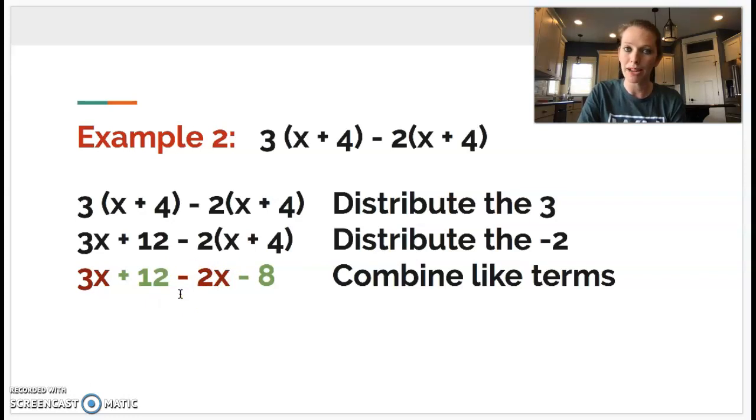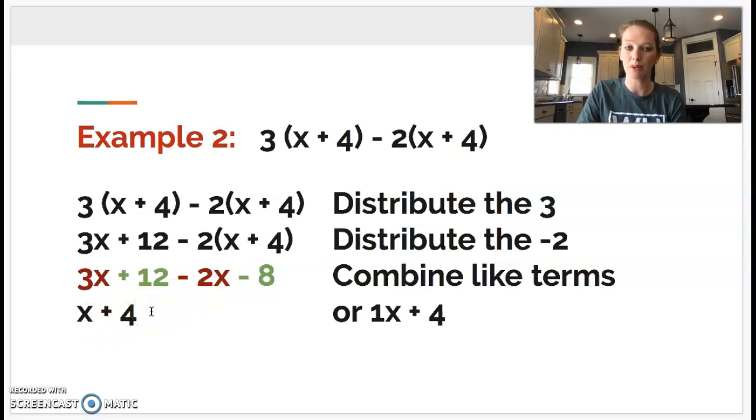And then I'm going to combine my constants, my 12 and that negative 8. And so when we do that, we're going to get 3x minus 2x is x. Or if you really want to write that number, you could write it as 1x because 3 minus 2 is 1. It can be written either way. More commonly, you'll see it as just the x. And then 12 minus 8 is 4. So then we write it as plus 4.